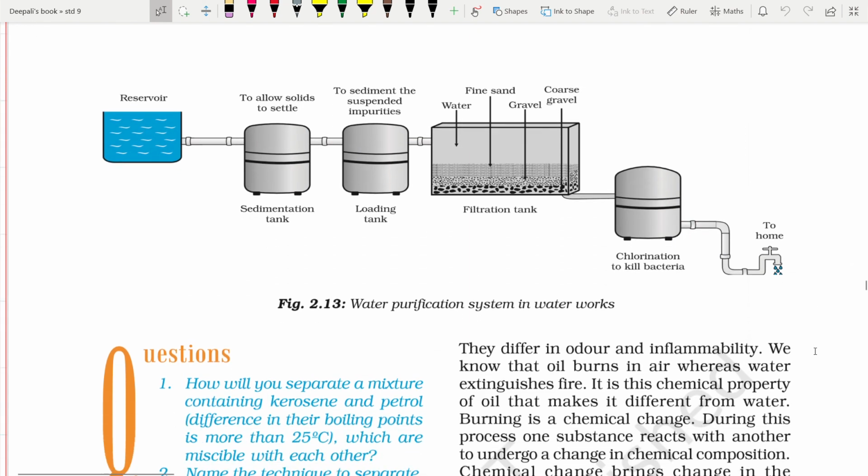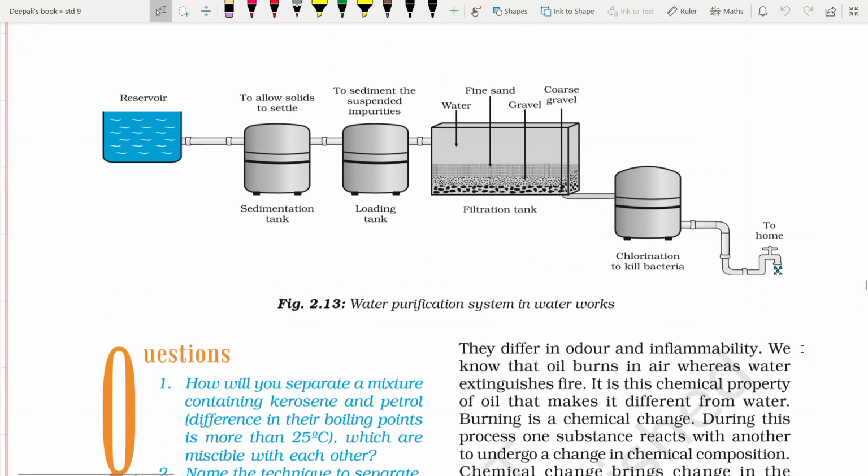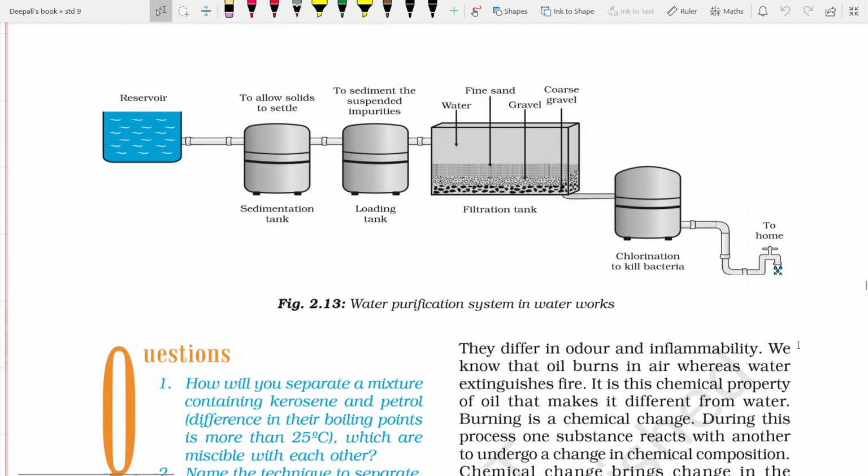And at home we might be using a purifier again to purify it still more, but the water we get in our tank is purified. I hope this is clear.